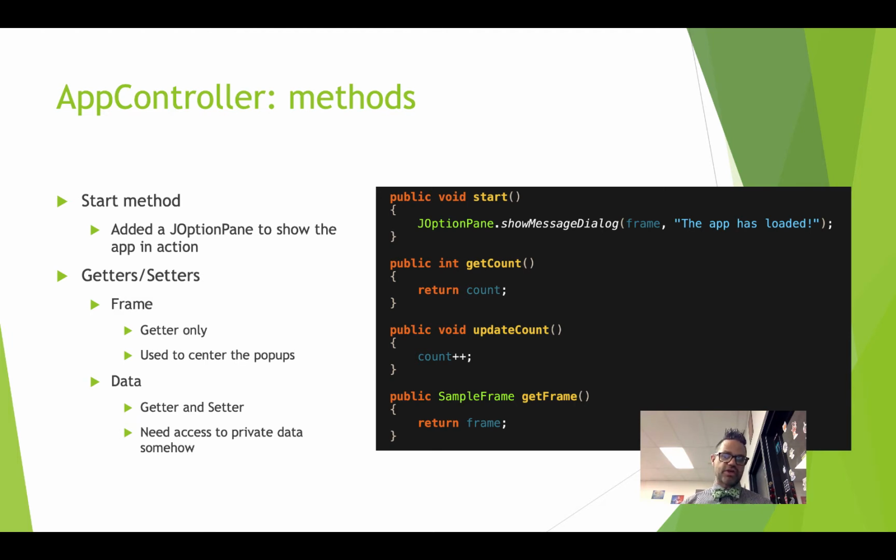We have getters and setters for any data members that a controller needs to have access to publicly. And in this case, we just have our get count and update count methods because the controller is responsible simply for maintaining a count variable. No big deal.